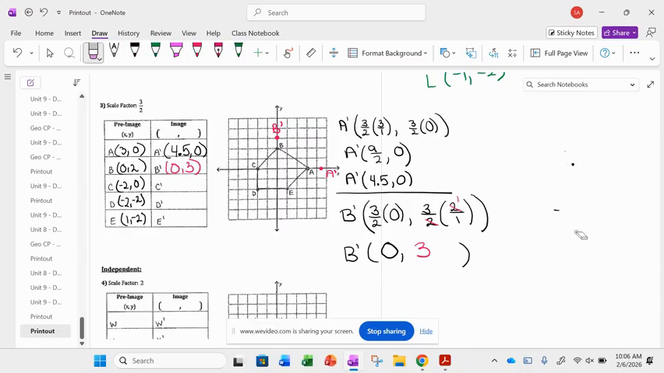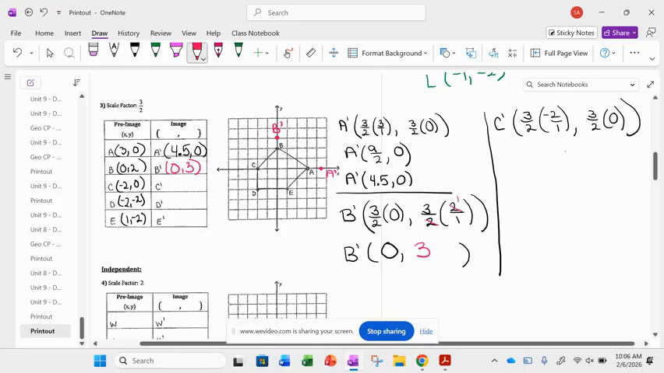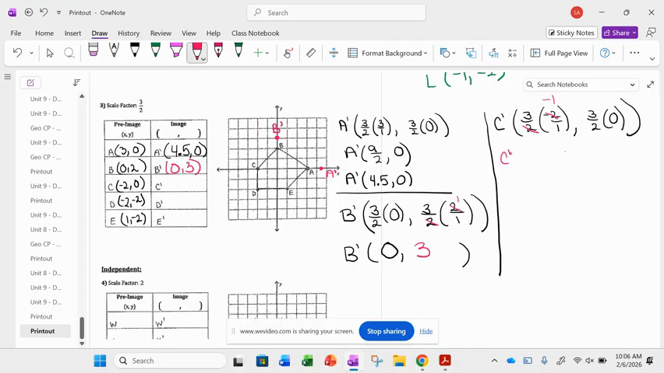Now we're going to go to C prime. So I have 3 halves times negative 2 and 3 halves times 0. Again, I'm allowed to cross simplify here, but don't lose your negative. That's a negative 1. So my C prime will be negative 3, comma 0.